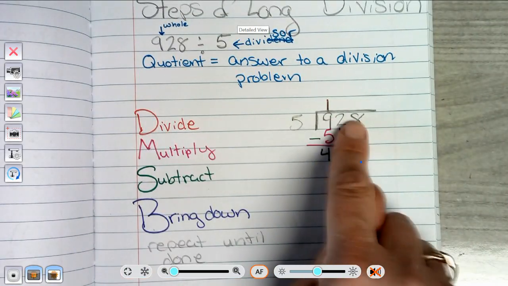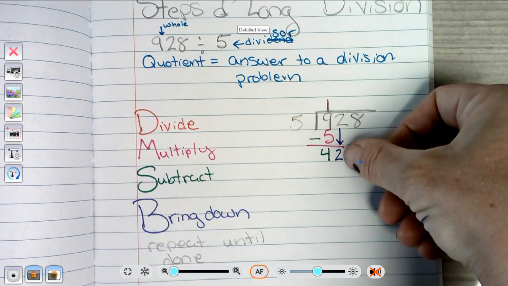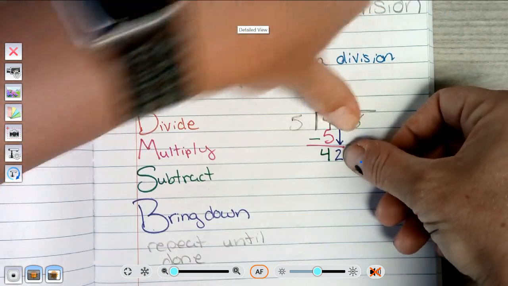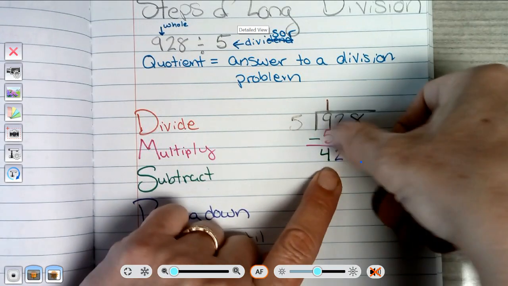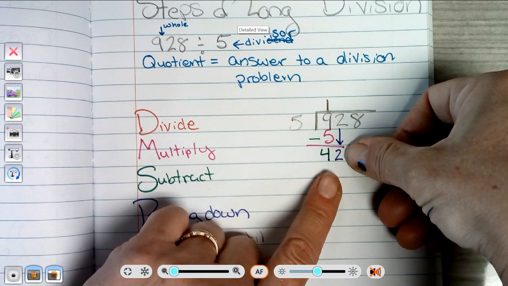So I'm no longer looking up here because I've already dealt with that 9, and I'm now dealing with what I have down here. I'm not trying to deal with what's up here. I'm only dealing with here. I'm dividing. How many times will 5 fit into 42?